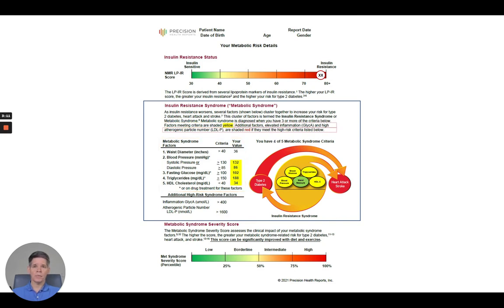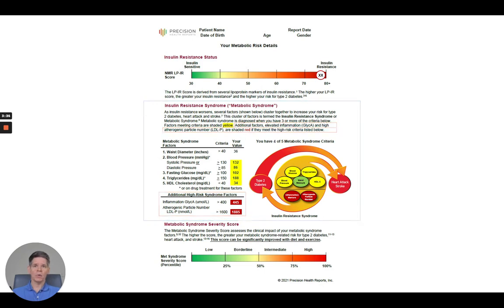Another important feature of the metabolic syndrome is that it entails inflammation and increased numbers of particles that carry cholesterol that will clog your vessels. Again, the cut points are there and your values are to the right. If your values are normal, you'll have green bubbles. If you have very high risk, there'll be red bubbles. So this is a visual way to see where you are in a relative sense.